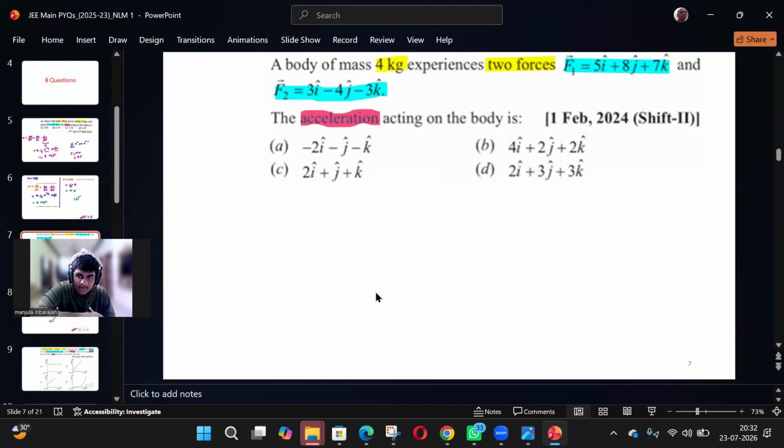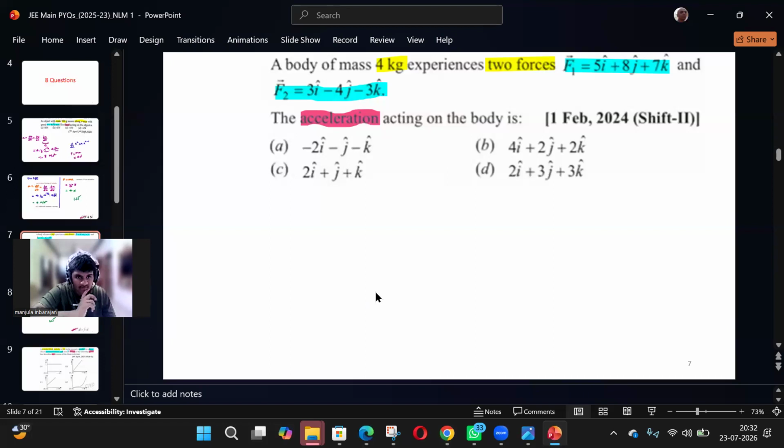For force, if I add two forces, both the forces will get added up, right? Vectorially. So F net is 8 plus 4 plus 4, that is 8, 4, 4. 4 into 2 i cap plus j cap plus k cap.